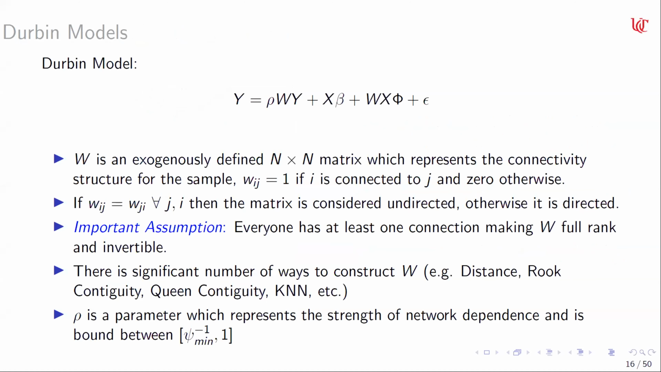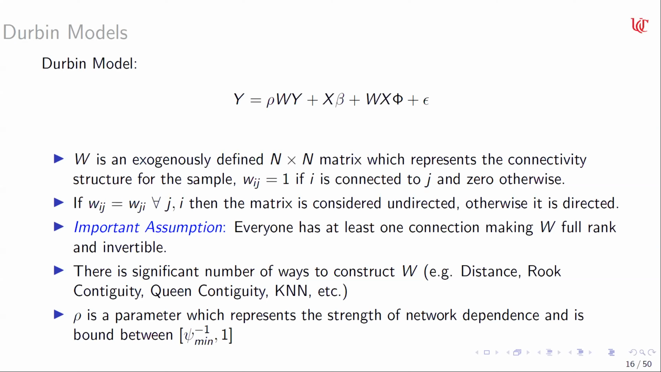So we can see here in the Durbin model, instead of just y equals x beta plus epsilon, we have these 2 extra terms here that both include this W matrix. So your W is going to be some exogenously defined matrix, which is just how all of these homes are connected. The real important thing I want you to get from this slide is that everyone has at least one connection, making W full rank and invertible.